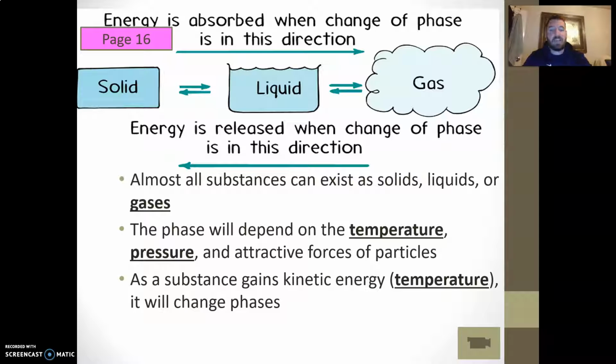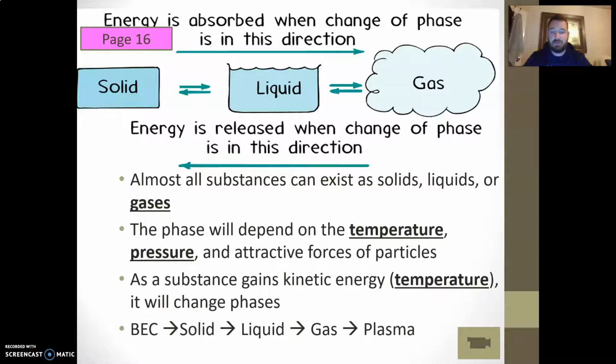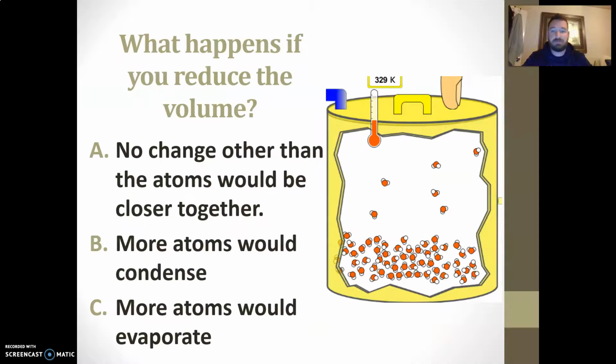And as a substance gains kinetic energy or temperature, it will change phases. It will go from solid to liquid and then from liquid to gas. Or in some instances, it could even go right from a solid to a gas, and we'll talk about that in this video. Alrighty, so just the generic order here, we can go from Bose-Einstein condensate, remember I said that was just theoretical, to a solid, then liquid, to gas, and plasma, because plasma we know has the most energy, even more so than a gas.